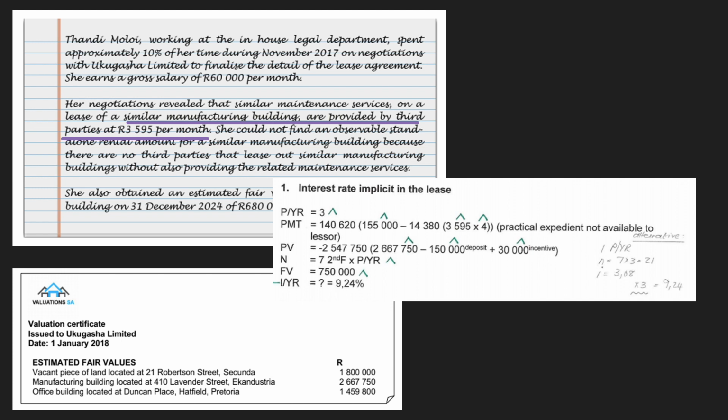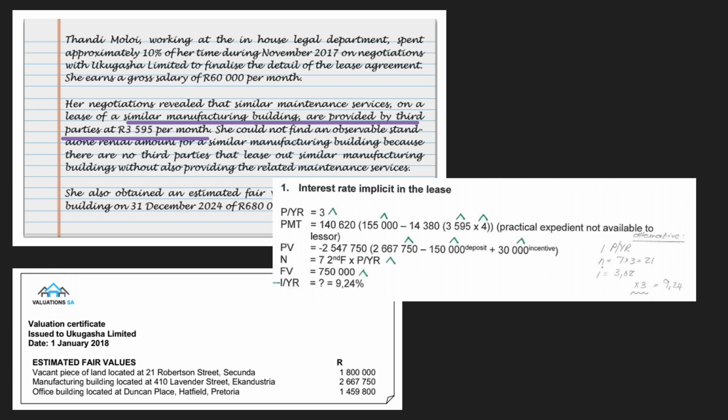Now, to get the payment, we use the 155,000 lease payment, which is made every 4 months. And then from that, we deducted 3,595 Rand times 4. Now, that 3,595 Rand comes from the little note that you can see on the screen. That note says, her negotiations revealed that similar maintenance services on a lease of a similar manufacturing building are provided by third parties at 3,595 Rand per month. She could not find an observable standalone rental amount for a similar manufacturing building.